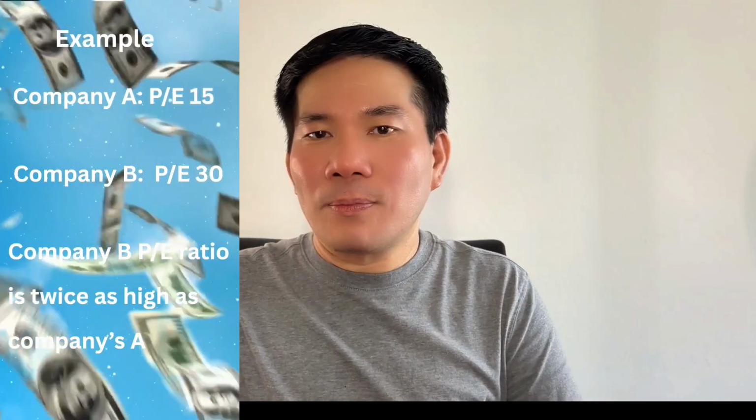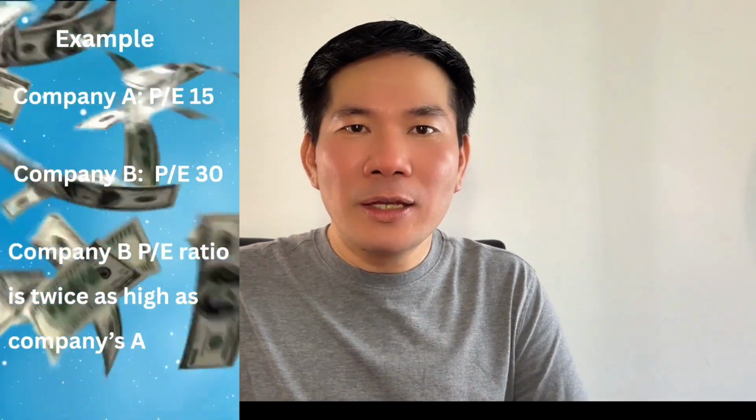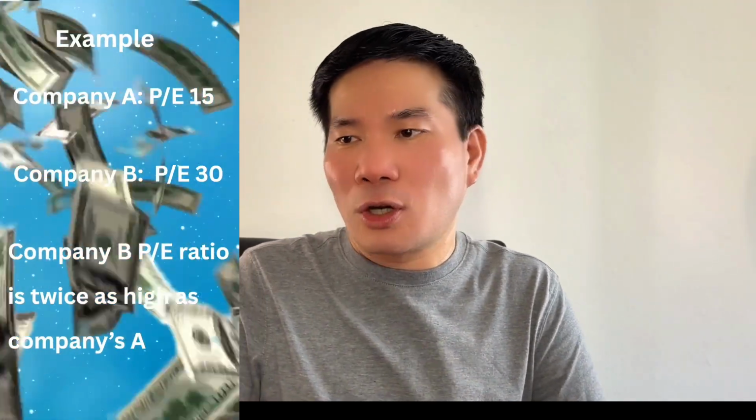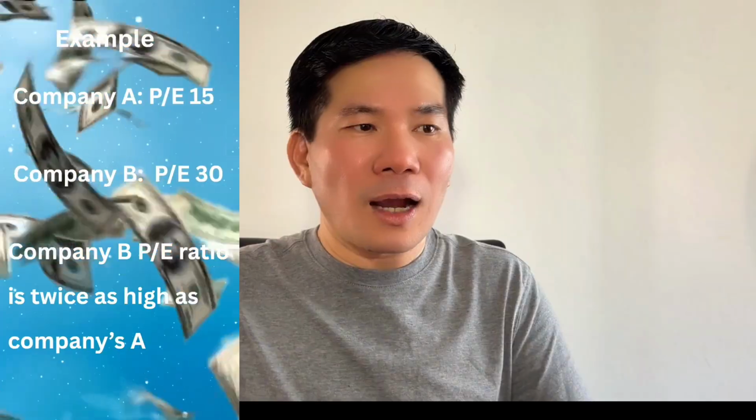Remember this, it should be compared with number one, companies in the same industry. Number two, the company's own historical PE ratio. Number three, the overall market average. For example, if company A has a PE ratio of 15, company B has a PE ratio of 30. Company B's PE ratio is twice as high as company A's. A higher PE ratio could mean investors expect faster future growth, have greater confidence in the company, or believe the stock is more expensive relative to its current earnings.